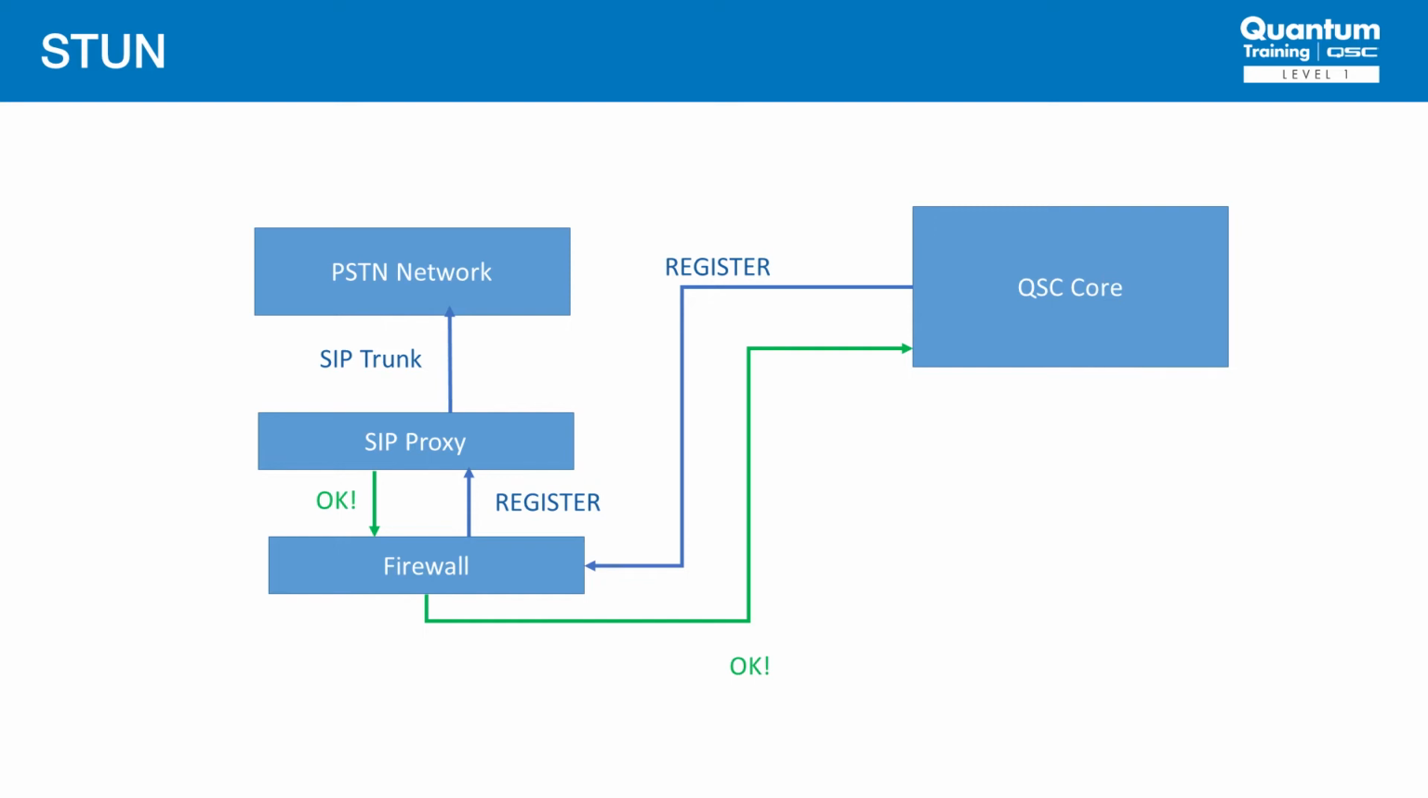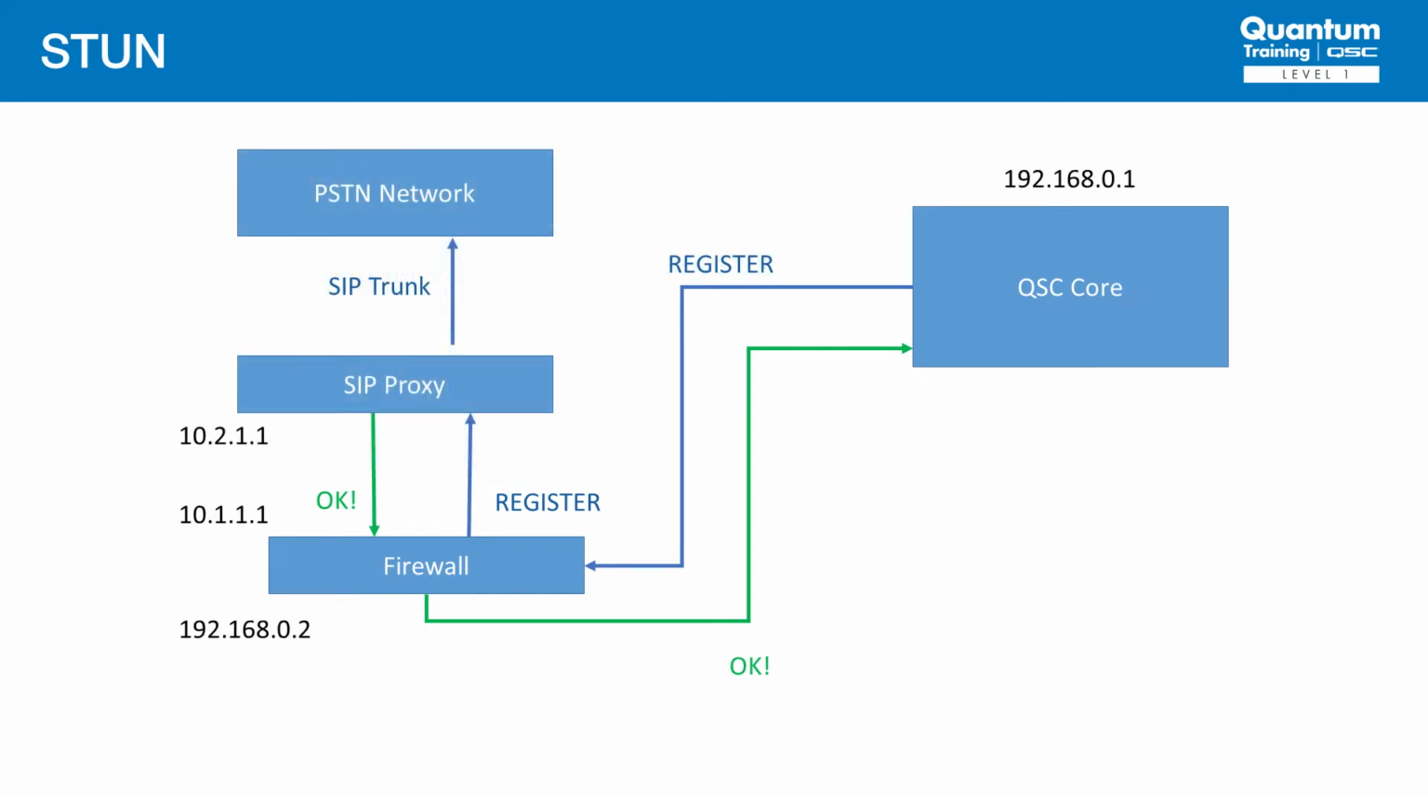Let's change things up a bit. Let's add a firewall between the core and the SIP proxy. The SIP messaging still has to get through the firewall and to the proxy, but the firewall can introduce some problems. On this diagram, we've added some example IP addresses for the devices. The firewall has an inside private IP address that the rest of the world can't reach, and also an outside public IP address. The core will still be configured to register to the IP address of the SIP proxy, in this case 10.2.1.1, but how does the firewall impact what happens next?